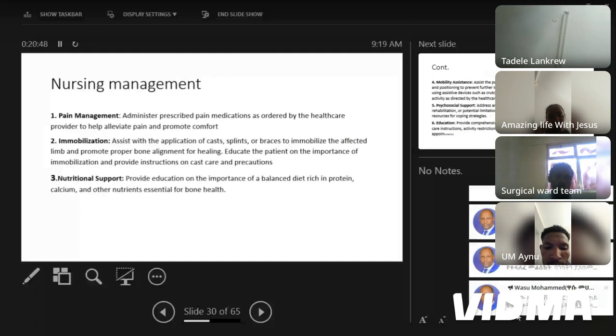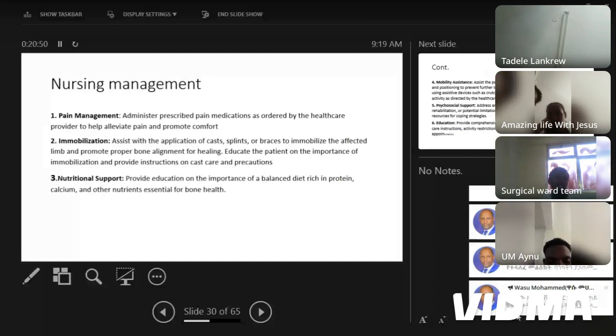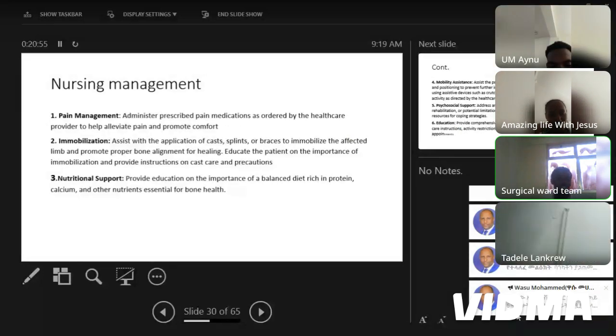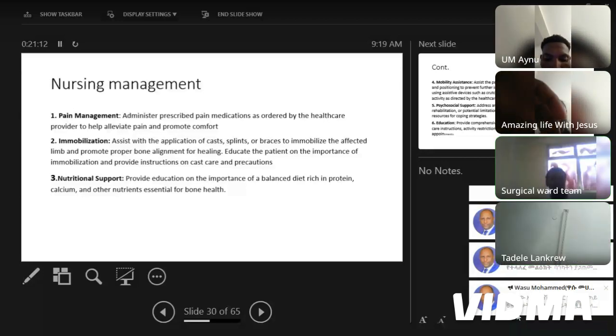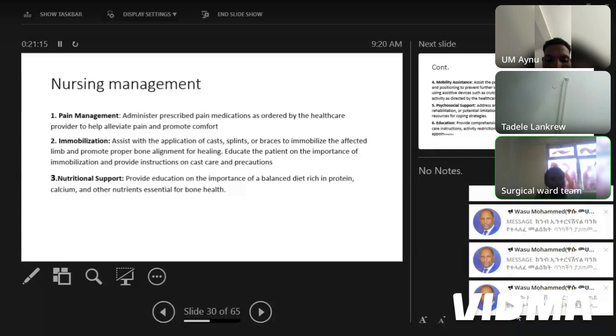When we come to nursing management, first is pain management. During the fracture there is pain, so we must manage the pain. Administer prescribed pain medication as ordered by the healthcare provider to help alleviate the pain and promote comfort. The second, as I said before, is immobilization, which is very important during the fracture. Assist with the application of casts, using casts, splints, or braces to immobilize the affected limb and promote proper bone alignment for healing. Educate the patients on the importance of immobilization and provide instruction on care and education.